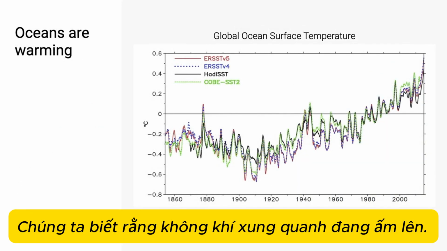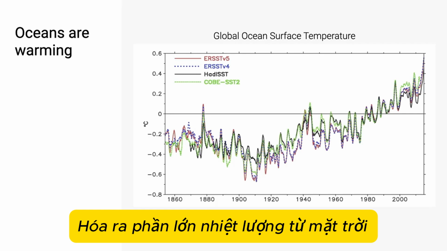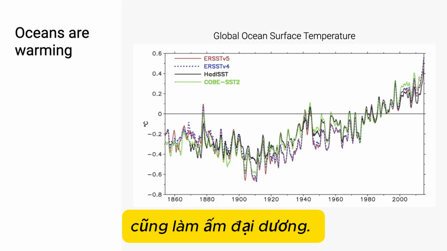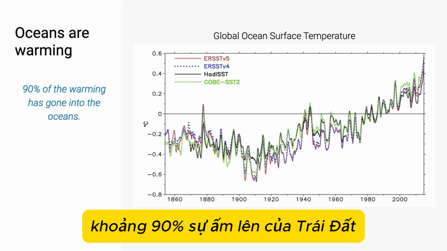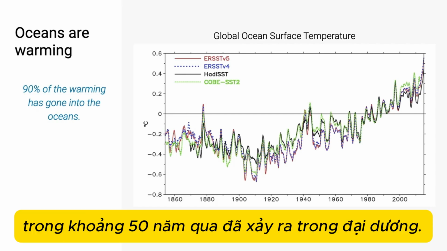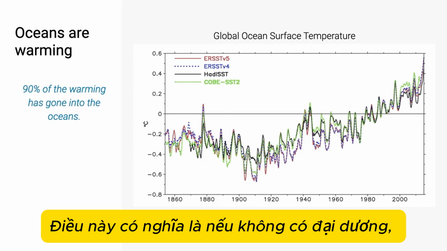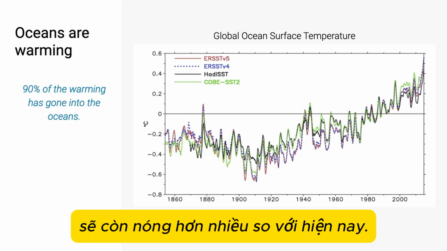We know the air around us is warming up. It turns out a lot of the heat from the sun ends up warming the oceans as well. In fact, it is estimated that 90% of the warming that has happened on Earth over the last 50 years or so has occurred in the ocean. This means that if it weren't for the oceans, the air temperature would be a lot hotter than it already is.